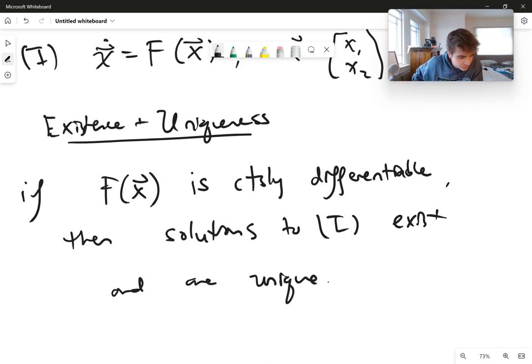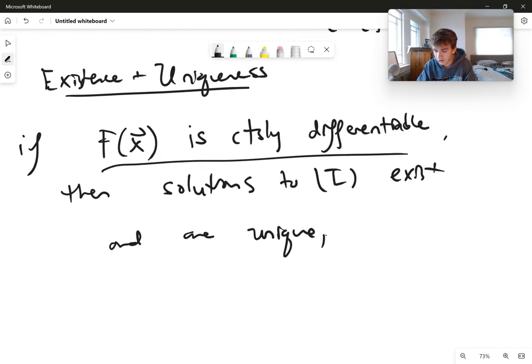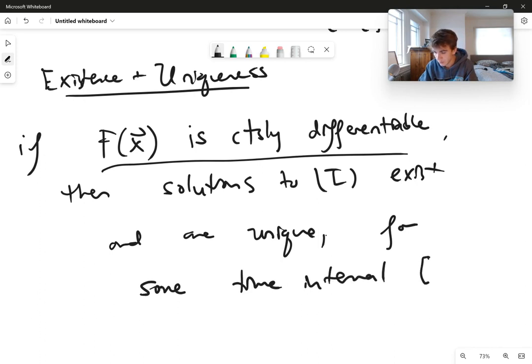Okay, and so I'll just say that this is like the most bare bones form of this theorem. There's more complicated ways to state this. Specifically, if F of x is continuously differentiable on an open set, on some domain, then there's a solution that also exists on the open set. Okay, but also these solutions only are guaranteed in a certain time interval. So for some time interval, negative tau to tau.